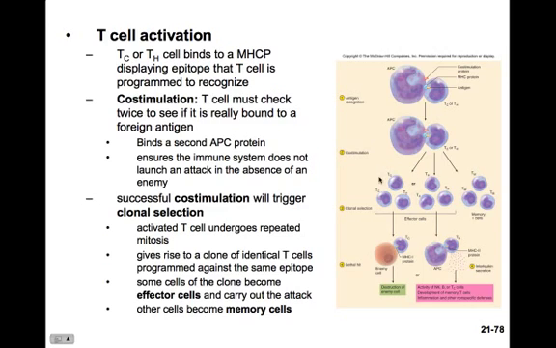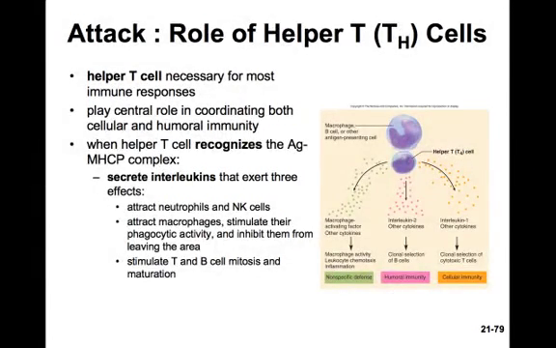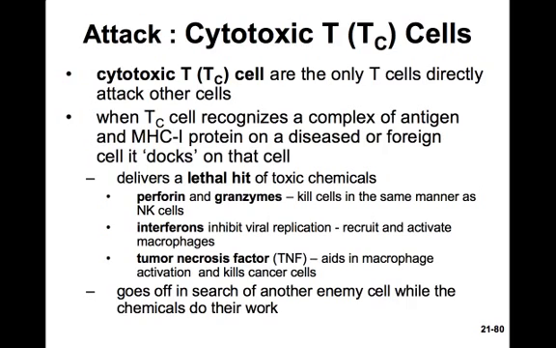So we've addressed how the helper T cells are involved in secretion of interleukins in order to mediate all different levels of defense. Now we're addressing precisely how the cytotoxic T cell kills the enemy cell. After it docks on the cell, it delivers a lethal hit of toxic chemicals in a similar way that we've seen before. They secrete perforin and granzymes. The perforin ring will punch a hole in the cell and they'll pump granzymes in there. So it kills the cells in the same manner that natural killer cells were killing cells.